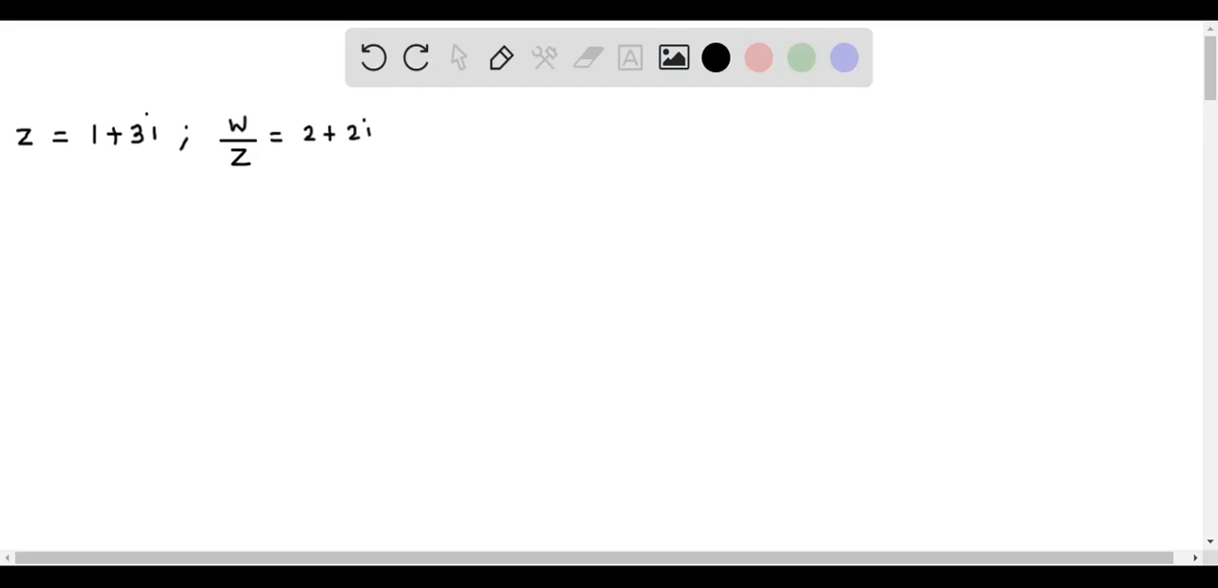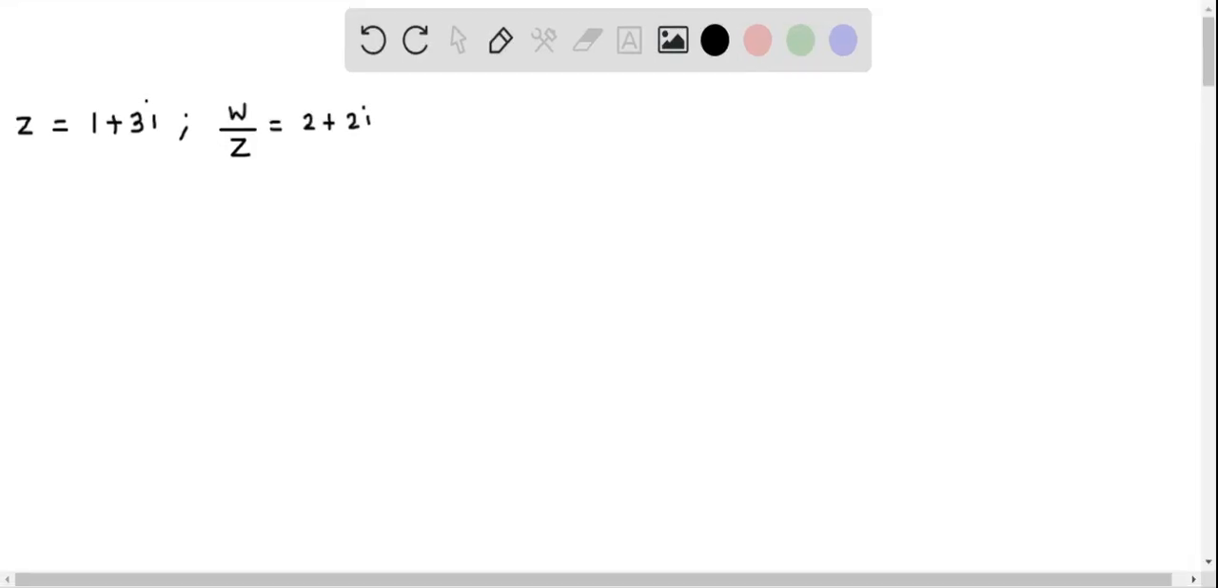We will now determine the exact value of modulus of w as well as the argument of w. So first, I'm going to use this equation and simplify w so that I get it in terms of a plus bi, so that we can find the modulus as well as the argument. So let me take this equation. We have w over z equals 2 plus 2i.